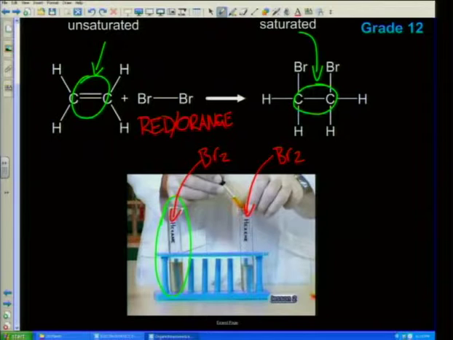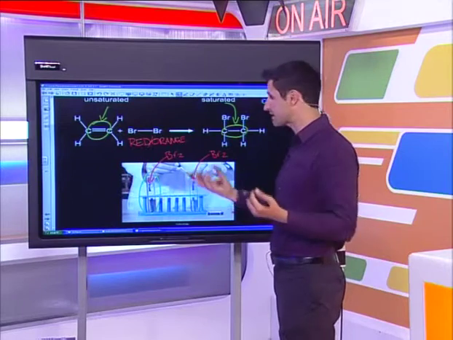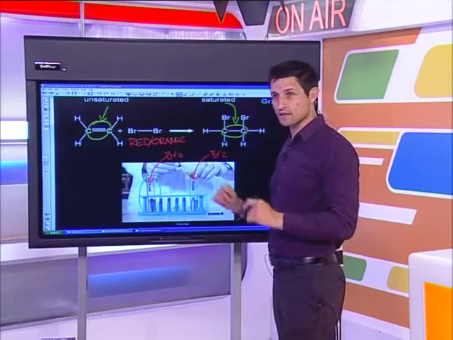The one on the left is hexane. The one on the right is hexene. Hexane means that I've got single bonds, and you can see that the red color is remaining. Hexene has got double bonds, and I hope that you can see, especially down at the bottom, that the color has disappeared. This means that bromine has been taken in, that addition has taken place.